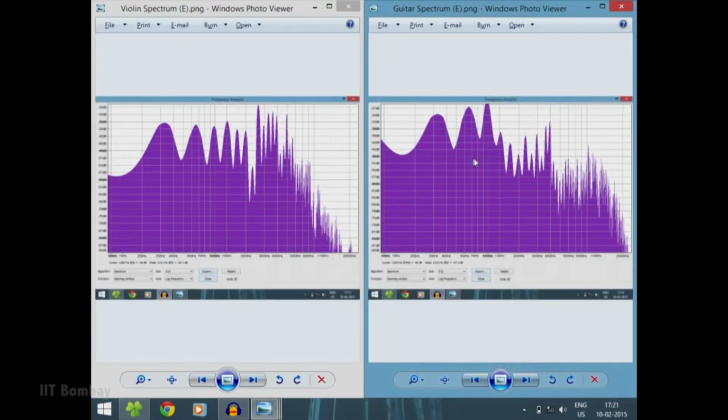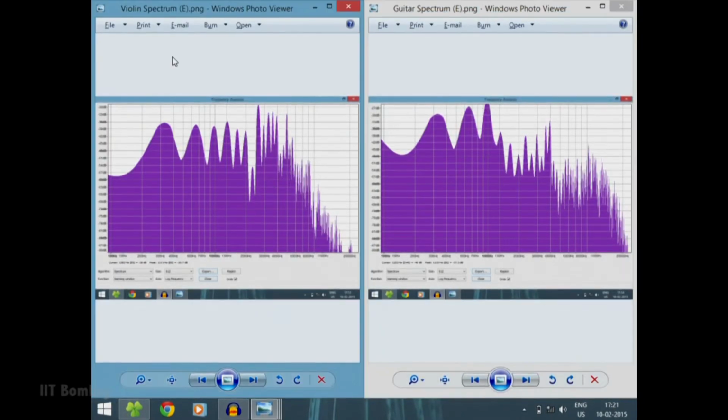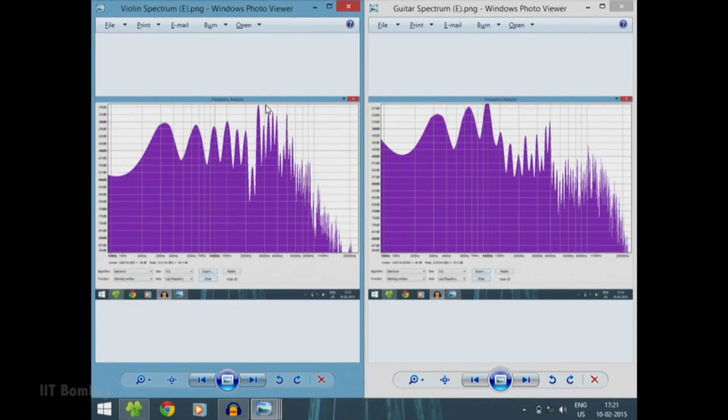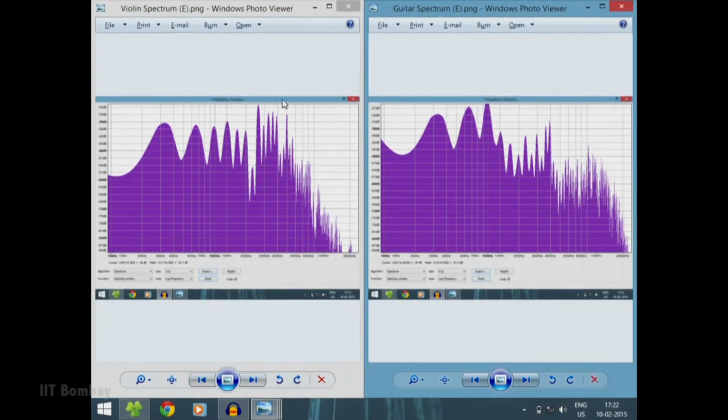Alright. So let's compare the two waveforms. We have the violin spectrum on the left and the guitar spectrum on the right. We played the E note on both the instruments. We can clearly see that both of these have the first peaks at the E4 note, and they also have the harmonics present in it. What is different is the relative magnitudes of the peaks of the harmonics, and that is what makes the sound different for each instrument, even though the base frequency is the same.